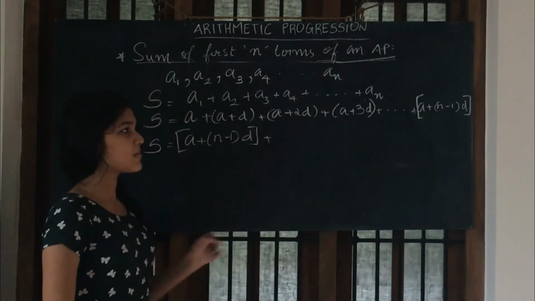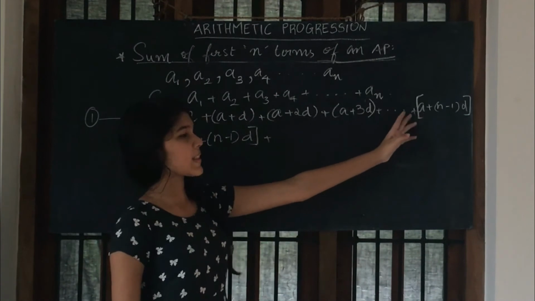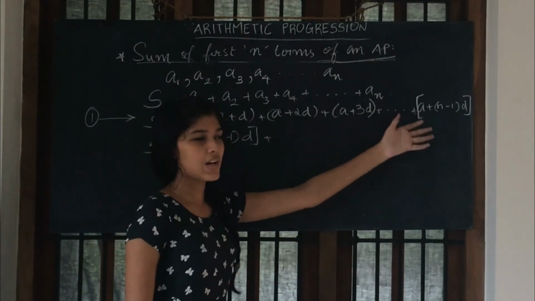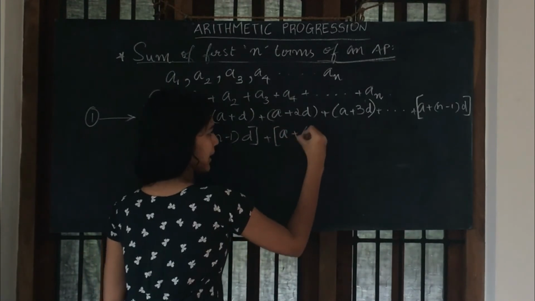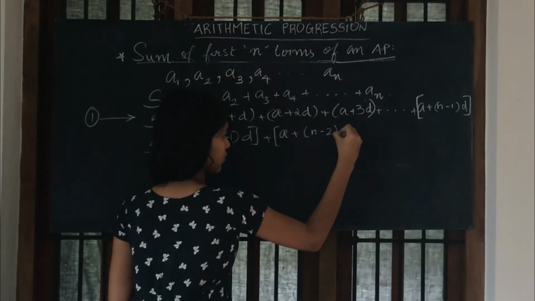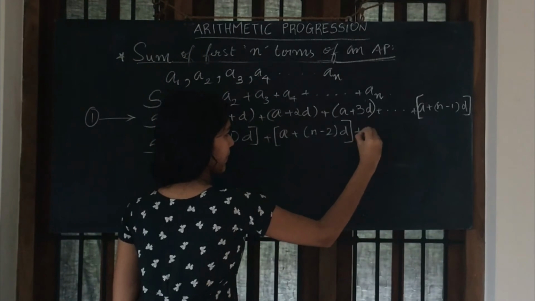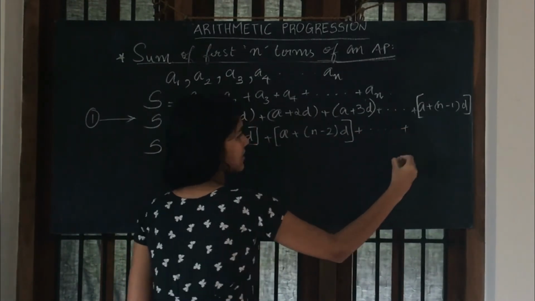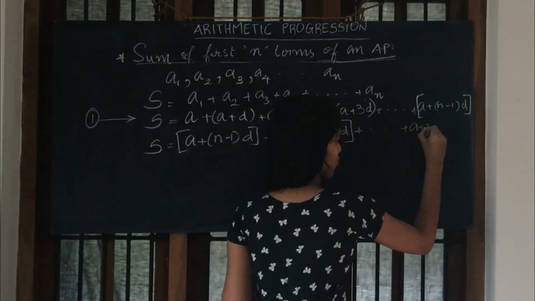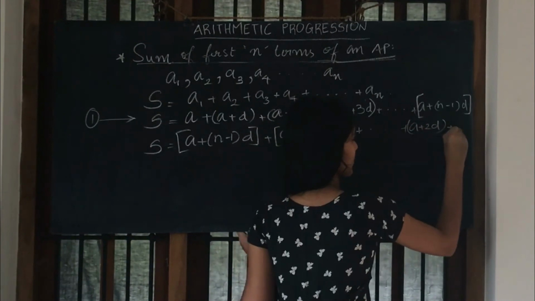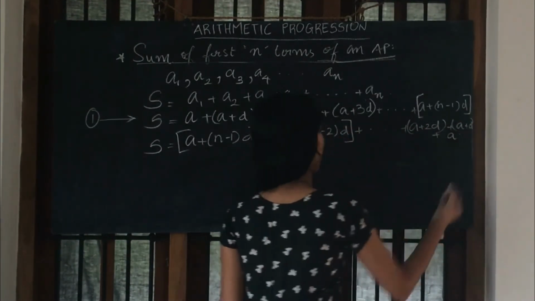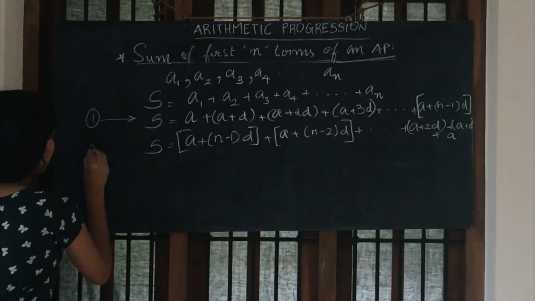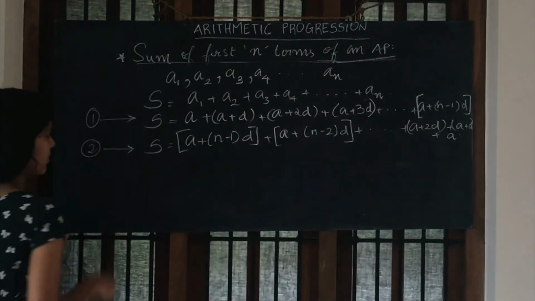What will be the term that lies just before the nth term? It will be the (n minus 1)th term. The expansion would be a plus (n minus 2) into d, plus etc., plus a plus 2d, plus a plus d, plus a. Let this be equation number 2.